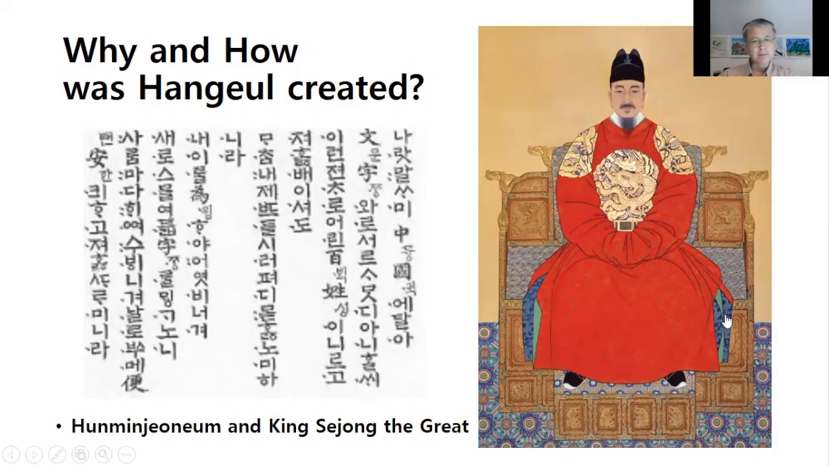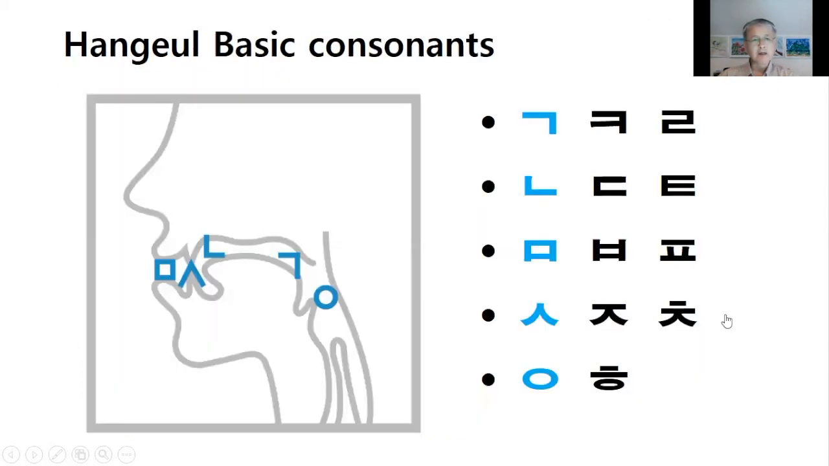This is the story about King Sejong the Great. And now we are going to see the Korean alphabet King Sejong the Great invented.